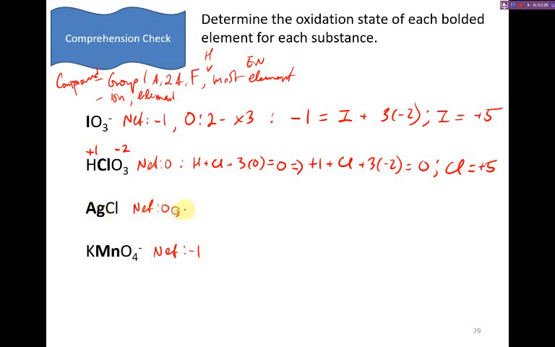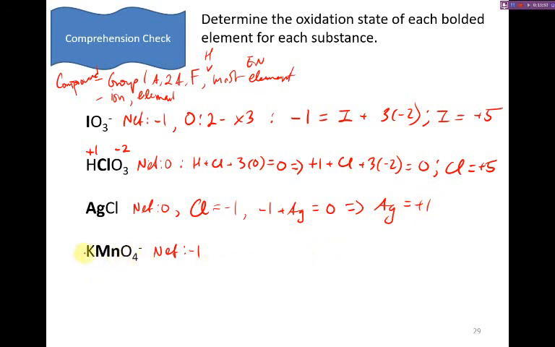Silver chloride, no group 1A or 2A, no fluorine or hydrogen. So chlorine gets its preferred oxidation number, -1. And so we know that then we have -1 plus the silver yields 0, which implies then that the silver is +1.